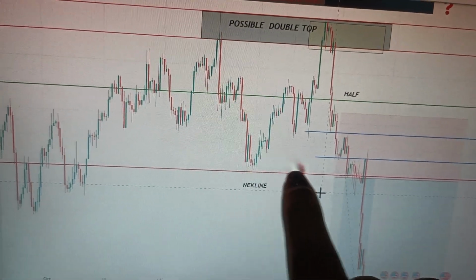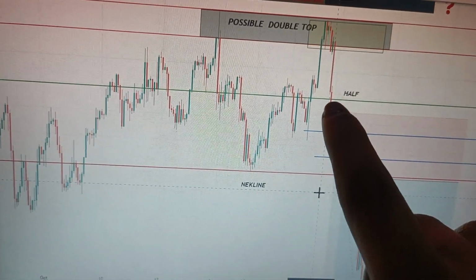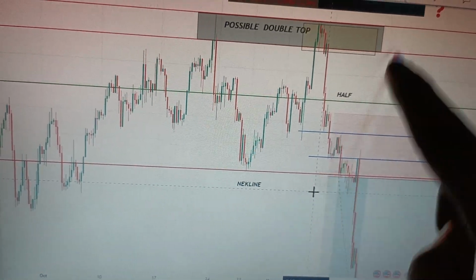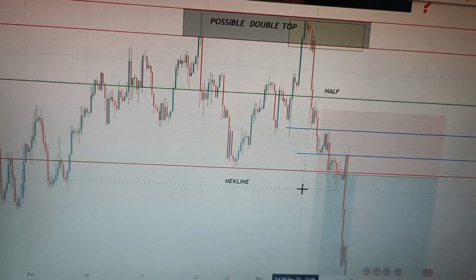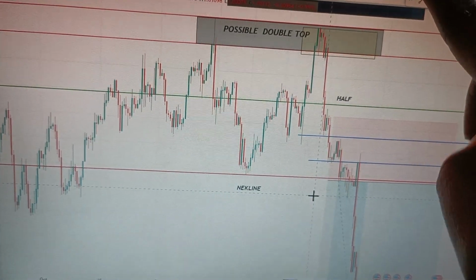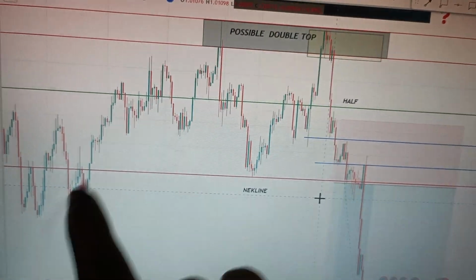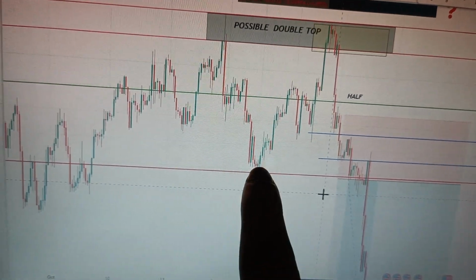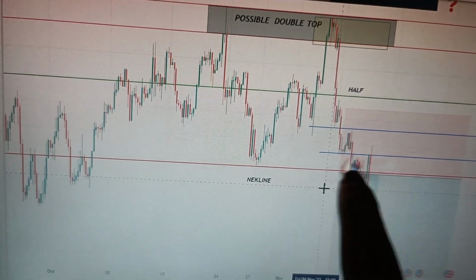And if the neckline is not broken, this market can either break half, come to the neckline, get rejected, and the upward market continues, or come to the half, get rejected, and the market continues. So the double top on an upward market, the 100% or 99% is when this neckline is broken.